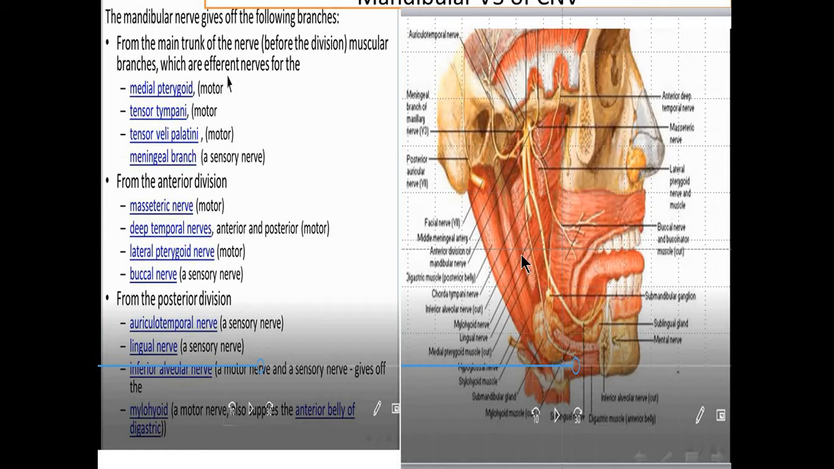This is the lingual nerve, which is a sensory branch, and the inferior alveolar nerve, a mixed nerve. The inferior alveolar nerve contains a sensory branch for the inferior set of the teeth, which exits from the mental foramen as the mental nerve. And its branch, the mylohyoid branch, which is motor, supplies the anterior belly of digastric and the mylohyoid muscle.